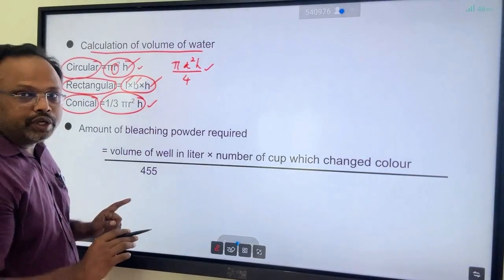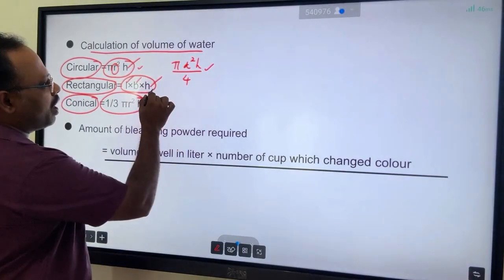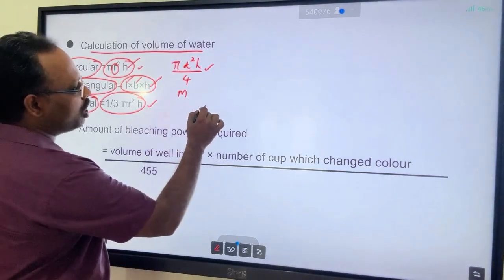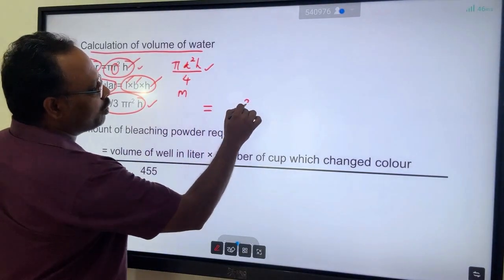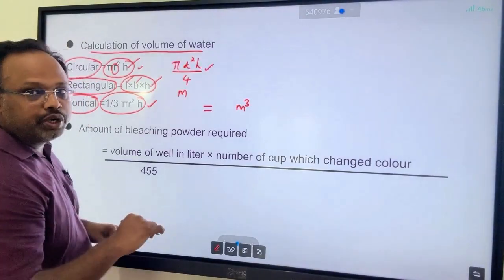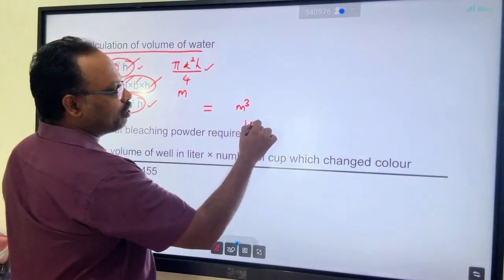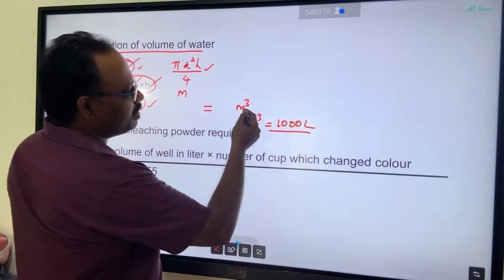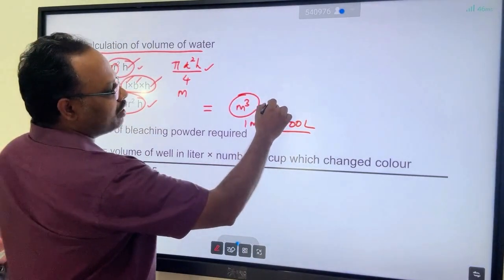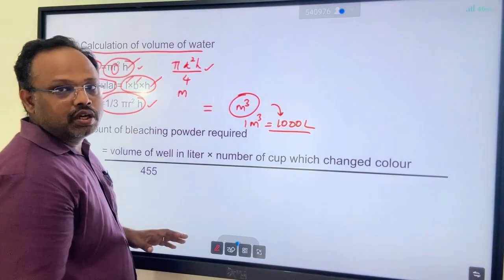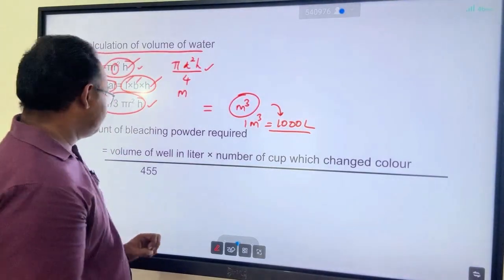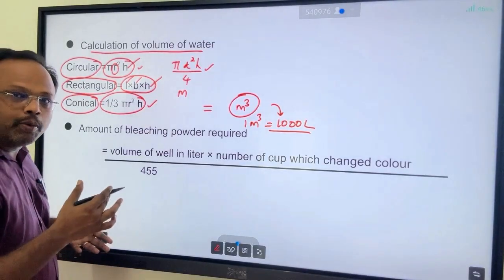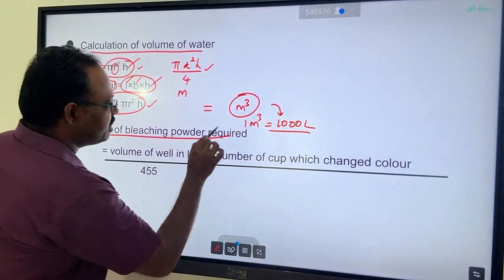One important thing is that all the values will be given in meters, so the volume arrived at will be in meter cube. In order to convert meter cube into liters, 1 meter cube is equal to 1000 liters of water. So whatever meter cube value you get, we need to multiply it by 1000 to get the volume of the well in liters. After getting the volume of the well, we apply the formula to calculate the amount of bleaching powder required to disinfect the well.